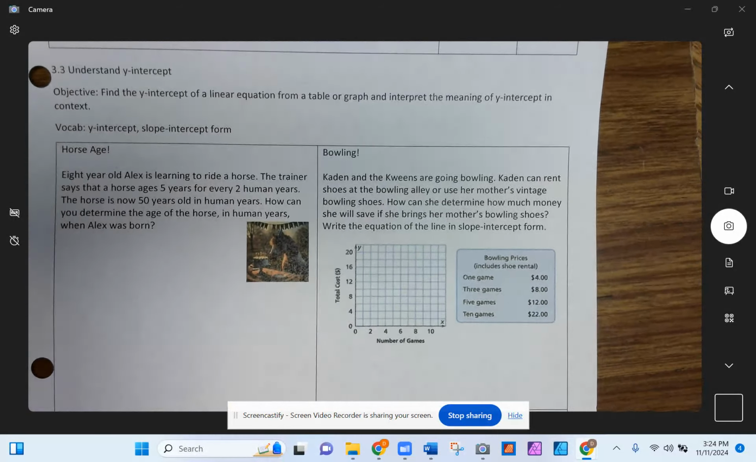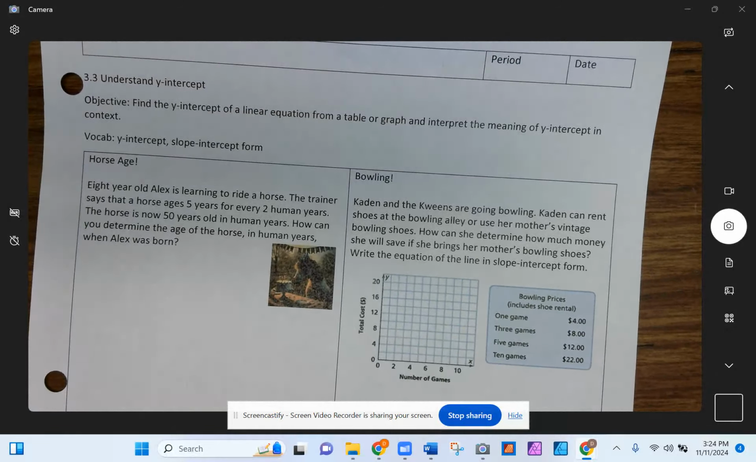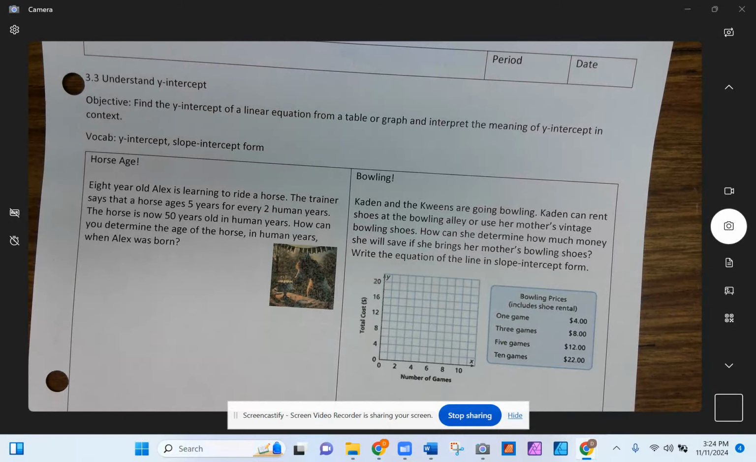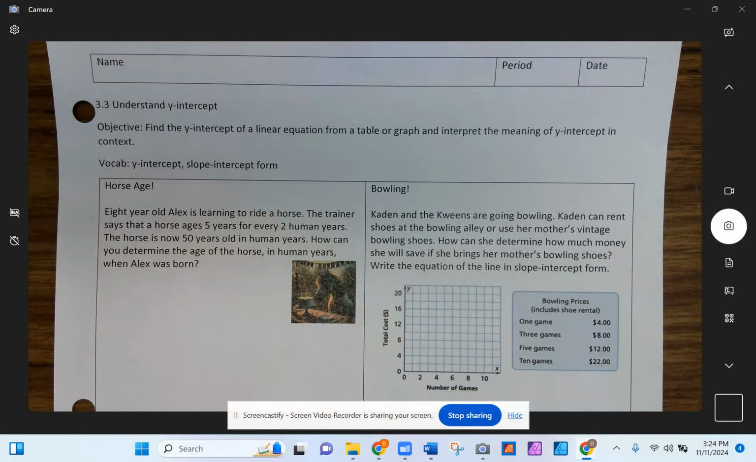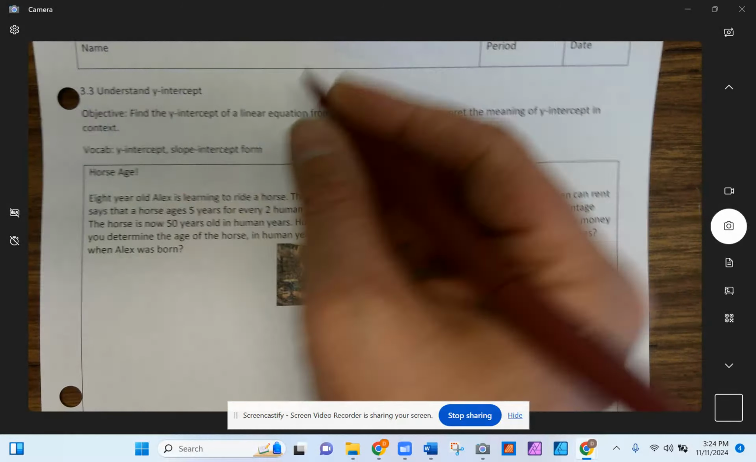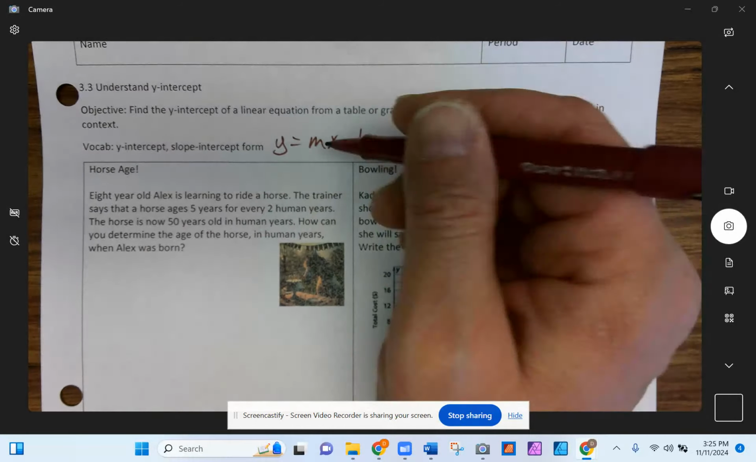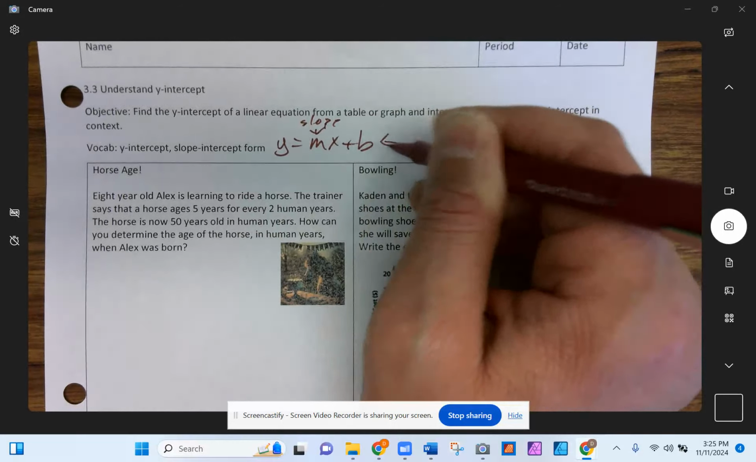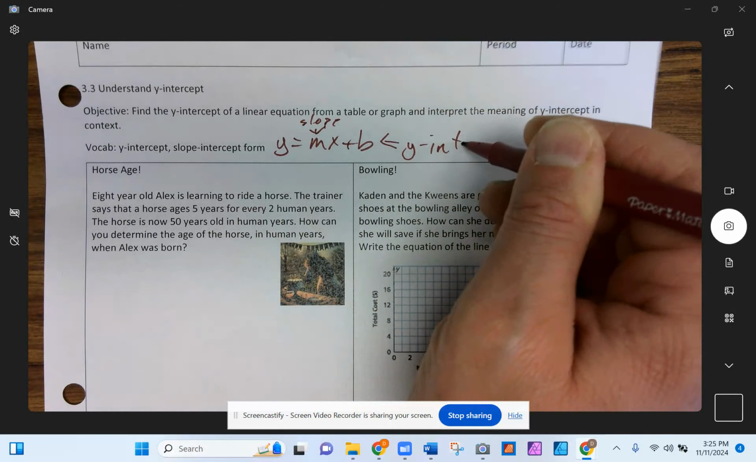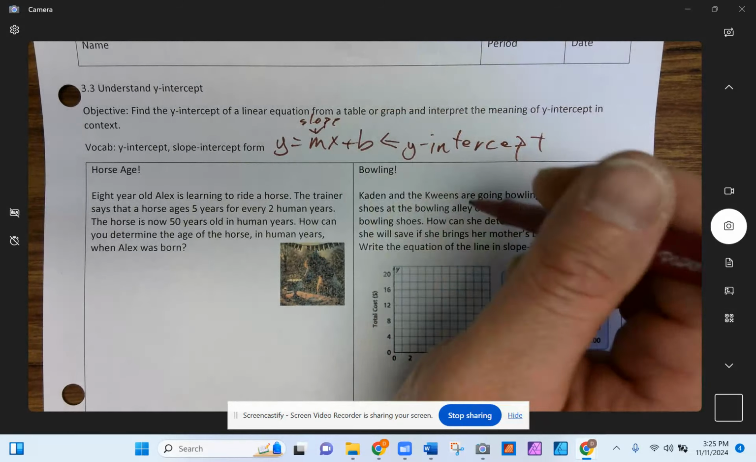All right, so our objective here is to find the y-intercept of a linear equation from a table or graph and interpret the meaning of y-intercept in context. Got a couple of vocabulary terms: y-intercept versus slope-intercept form. Y-intercept, of course, is where your line crosses the y-axis. Slope-intercept form is just the name of the equation that looks like this. Slope is the m, b is the y-intercept. It's called slope-intercept because it involves the slope and the y-intercept.